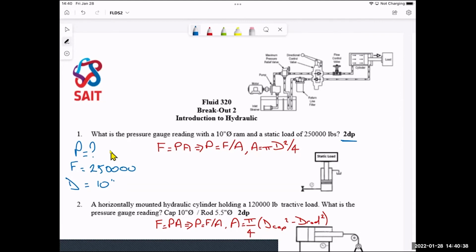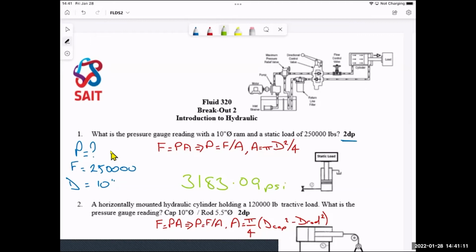a simple equation. Force equals pressure times area. Area equals pi d squared over 4. If I combine those together, I'm going to get my 250,000 pounds over an area of about 78.5 square inches. And I should get an answer of somewhere around 3183.09 psi.